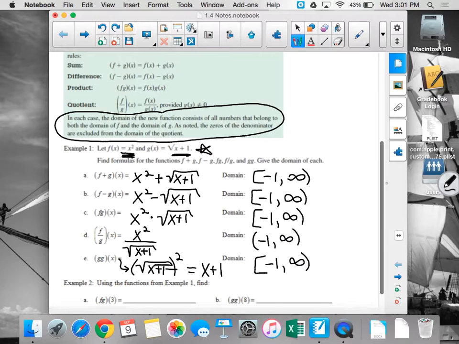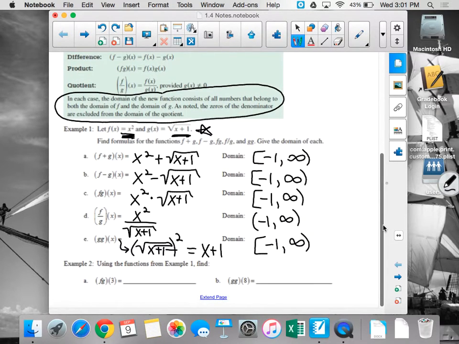Okay, so let's come down here to example number 2 and see what we have there. It says, using the functions from example 1, find f times g, the product of f times g, given that x is 3. So what this is saying is that you can take this function right here that we created, and put 3 in there for x, and that would be your value. So 3 squared is going to give you 9. I'm just going to write this down here so I remember, times the square root of, if I put 3 in for x, I have 3 plus 1 is 4.